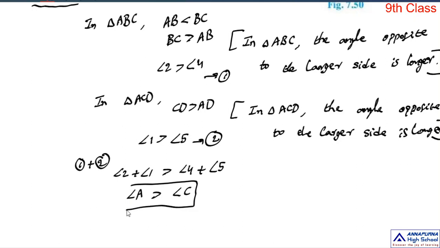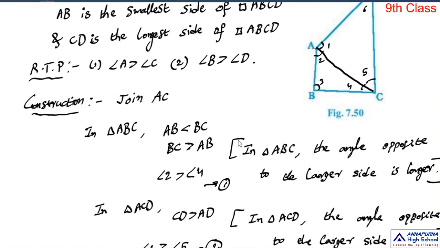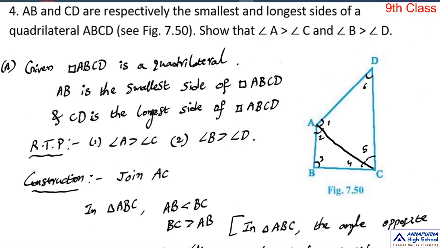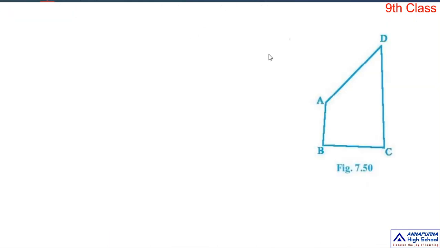This is the first condition. Next, we prove the second condition. What is the second condition? Angle B is greater than angle D. We prove angle B is greater than angle D.